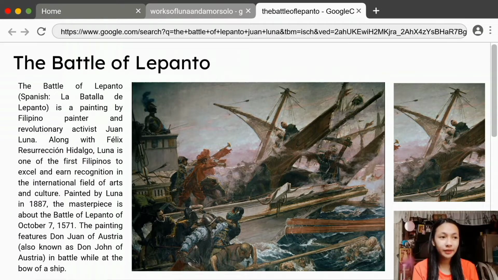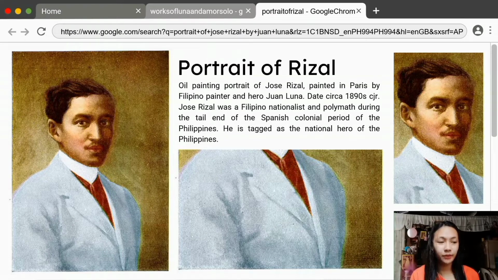The Battle of Lepanto, or La Batalla de Lepanto, is a painting by Filipino painter and revolutionary activist Juan Luna. Along with Félix Resurrección Hidalgo, Luna is one of the first Filipinos to excel and earn recognition in the international fields of arts and culture. Painted by Luna in 1887, the masterpiece is about the Battle of Lepanto of October 7, 1571. The painting features Don Juan of Austria, also known as Don John of Austria, in the battle, at the bow of a ship.